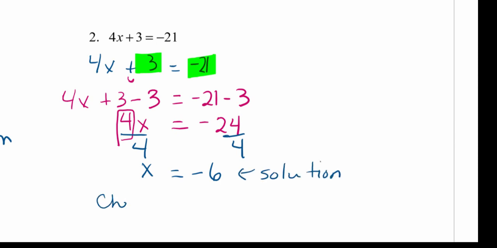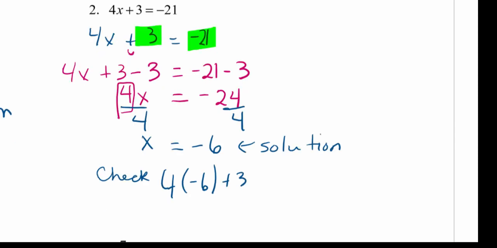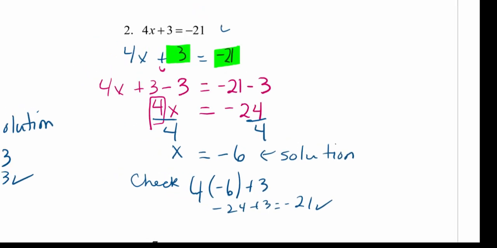And to check, we substitute negative 6 back into the original equation. So what do we get? We get here negative 24 plus 3, which does indeed equal negative 21. So it checks with our original equation. So negative 6 is the solution.